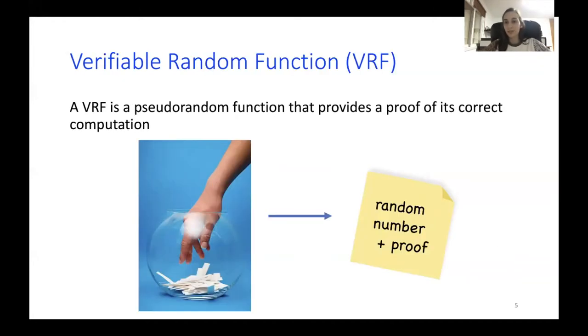A main tool we are using is a verifiable random function, or VRF, which is a pseudo-random function that provides proof of its correct computation. You can think about it as if someone picks a note with a number on it and proves that this is indeed the number it got, and it cannot pick any other number.